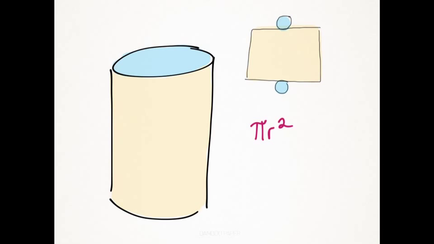The area of a circle, of course, for the formula is just pi r squared. But since we have two circles with our cylinder, for our formula for a cylinder, it will need to be 2 pi r squared in order to account for both circles.